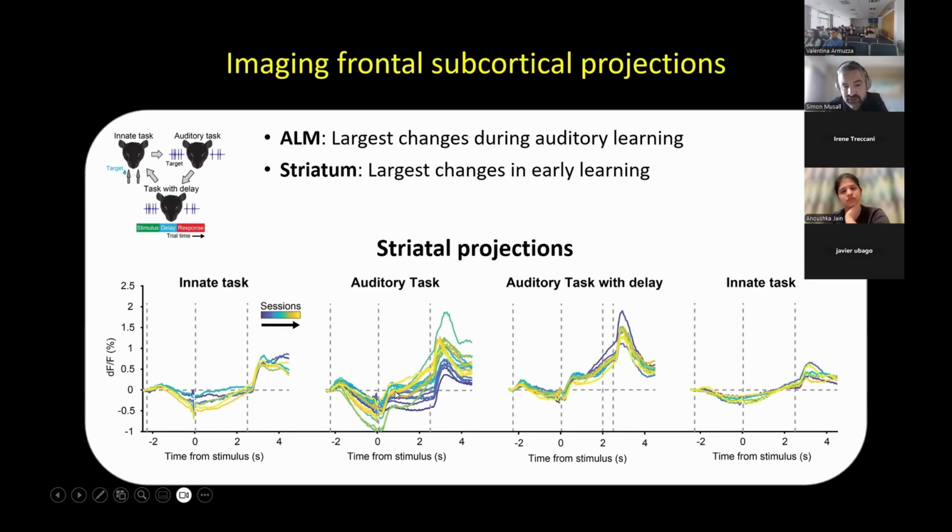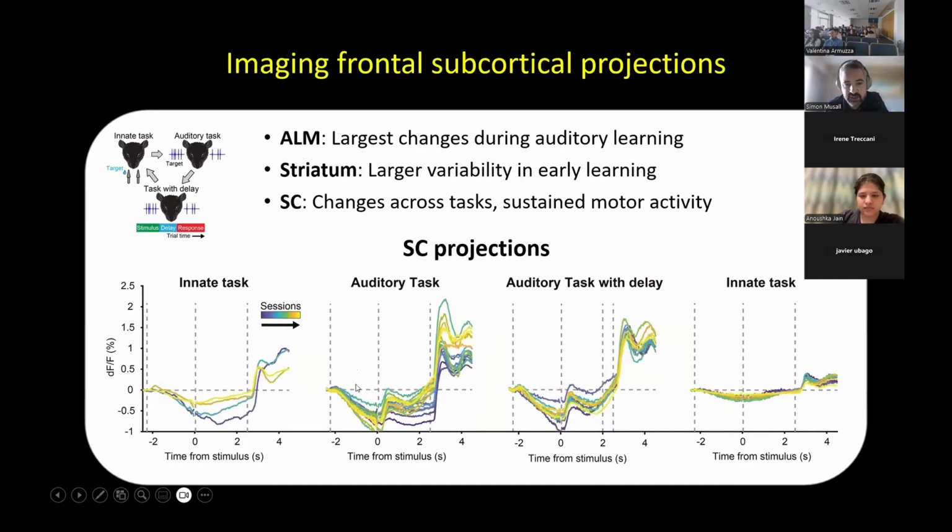And you can also see that these learning-related dynamics are much stronger when we compare them to the measurements in the cortex. Interestingly enough, when we move to the second task, the one with delay, when the animals are more expert, this amount of variability is actually reduced. So it seems like the axonal projections from the frontal cortex are particularly engaged in this early learning phase, in this early innate and auditory task, but then they become more stable as the animals turn into experts.